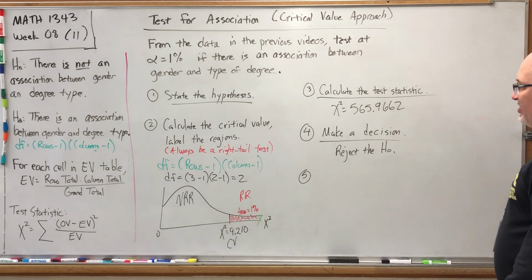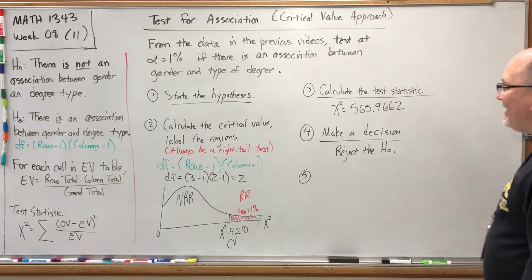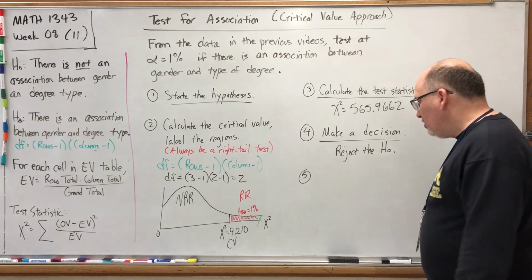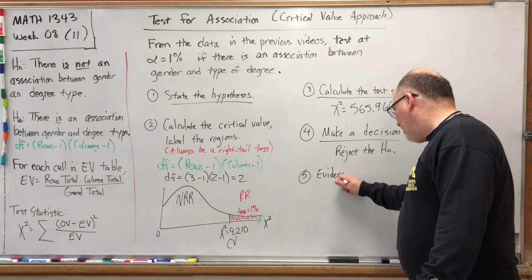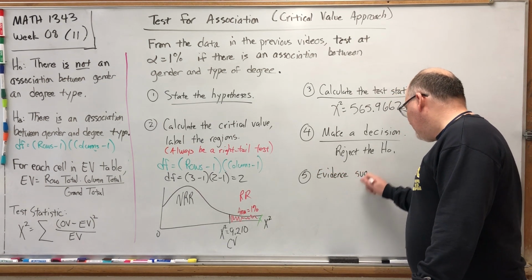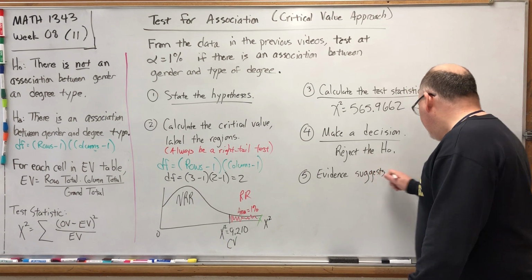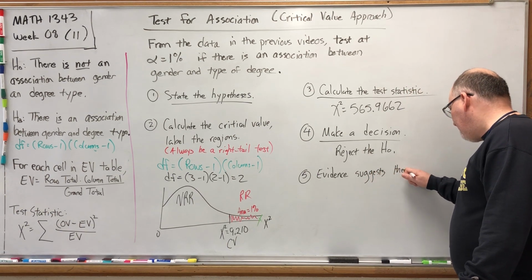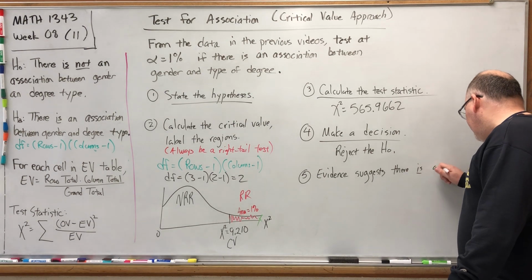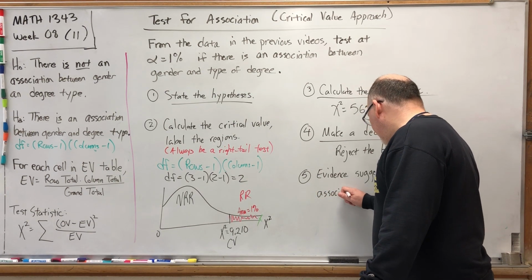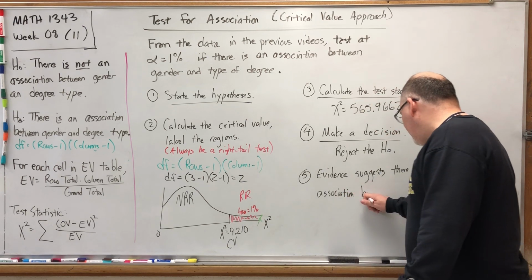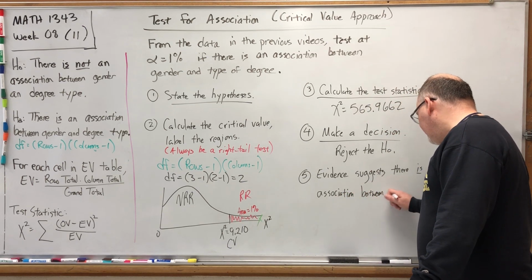And as usual, you should answer the question. Well, there was no question stated, but it should be pretty clear what we're being asked: is there an association? So you should always allude to the evidence. Evidence suggests there is an association between gender and type of degree.